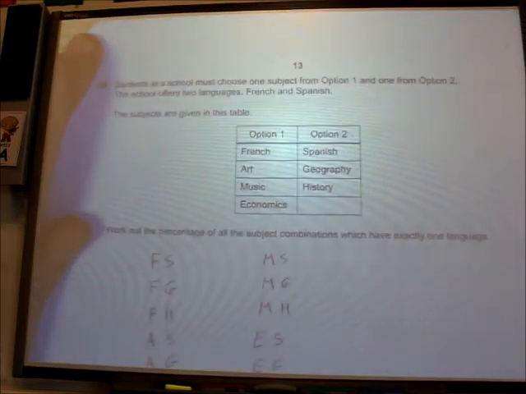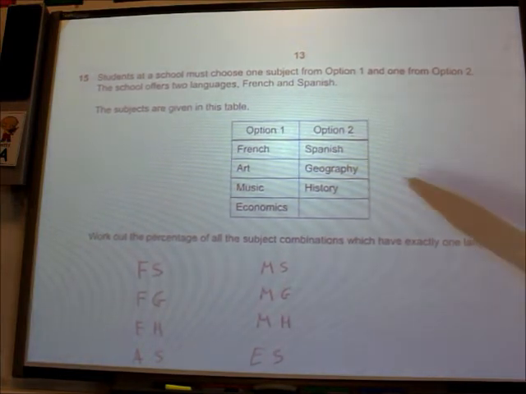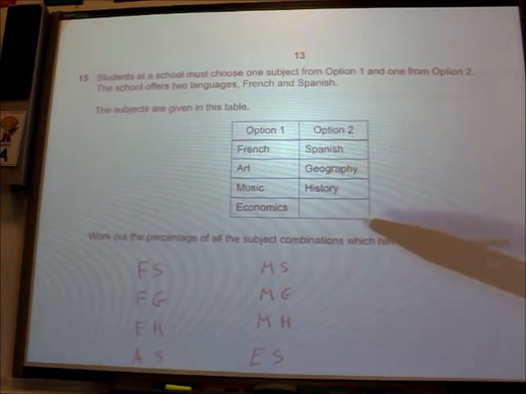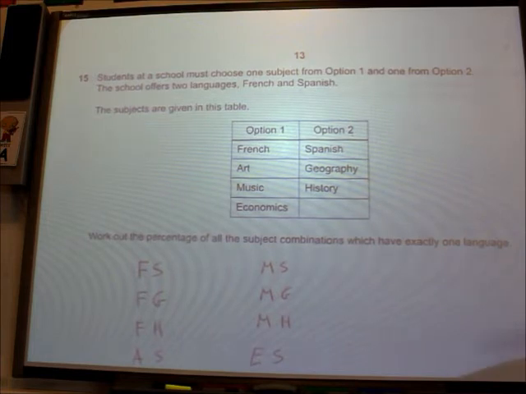Right, what are we on? Question 15 now. Here we go. Right. Students at school must choose 1 subject from option 1 and 1 subject from option 2. I expect you've all been in this situation. The subjects are given below. There they are. Work out the percentage of all the subject combinations which have exactly 1 language.